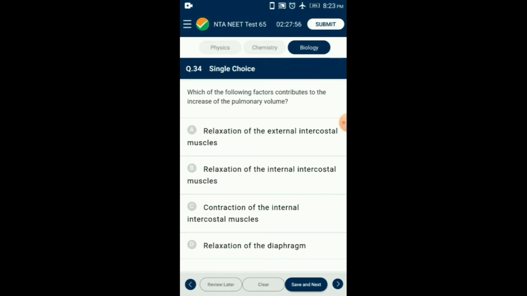Relaxation of the diaphragm and the intercostal muscles returns the diaphragm and sternum to their normal position and reduces the thoracic volume and thereby pulmonary volume. This leads to an increase in intrapulmonary pressure to slightly above the atmospheric pressure, causing the expulsion of air from the lungs, which is called expiration. So the answer for this question is option B, relaxation of the internal intercostal muscles.